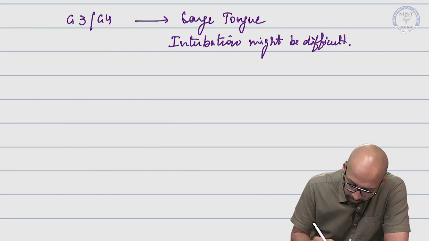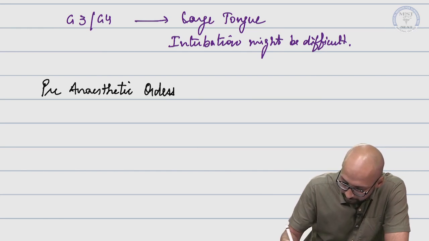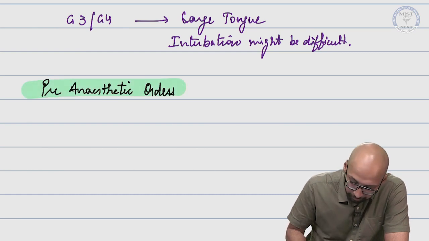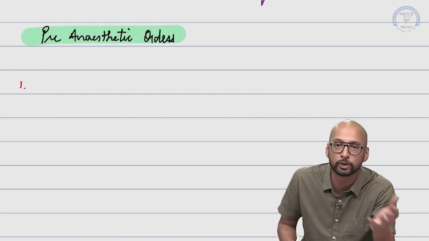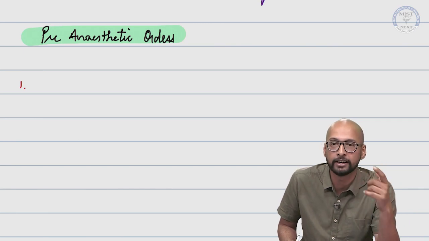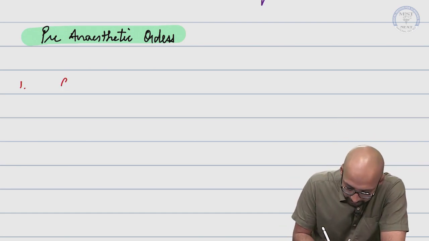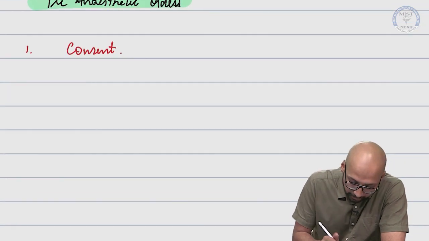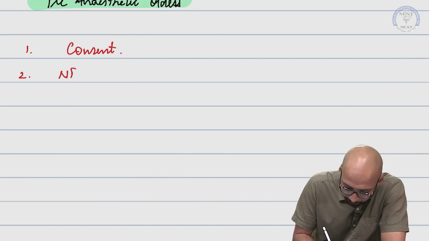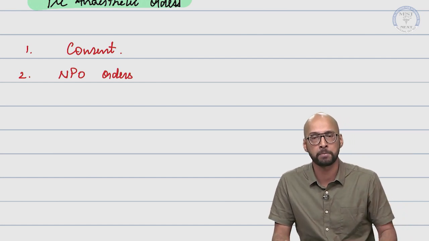So, pre-anesthetic orders, right? First, the foremost important thing is the consent of the patient. Whether the patient needs to be operated, it's our choice. But whether he wants to get operated or not, it is his or her choice. So the first is consent, right? The consent of the patient is of utmost priority. Now, the next point is NPO orders. There are different guidelines for adult and pediatrics.